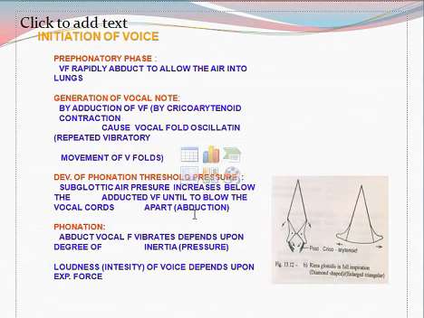Initiation of voice occurs in different phases. In the pre-phonatory phase, the vocal folds rapidly abduct to allow air into the lungs. Then the vocal note is generated by adduction of the vocal folds by cricoarytenoid contraction, which causes vocal fold oscillation, that is a repeated vibratory movement of the vocal folds. With the development of phonation, threshold pressure will increase, and subglottic air pressure increases below the adducted vocal folds until it blows the vocal cords apart, that is abduction.